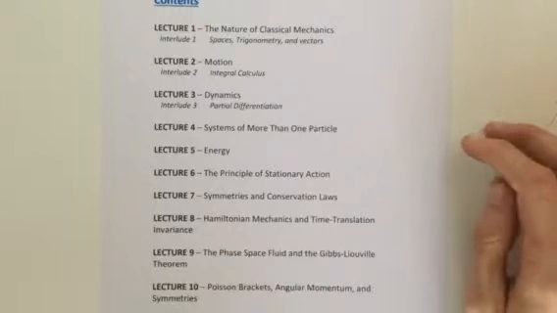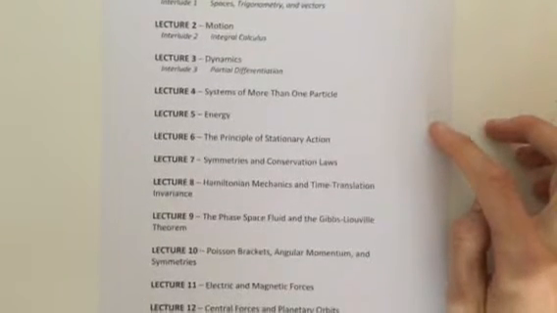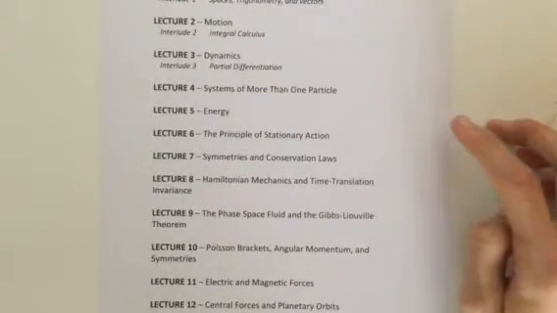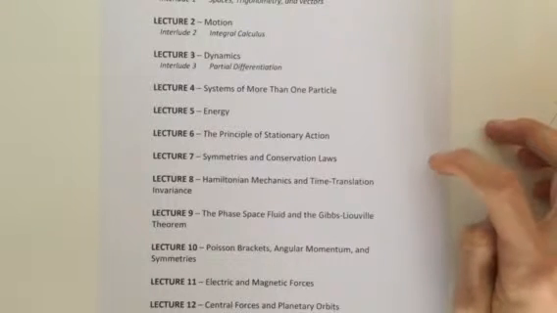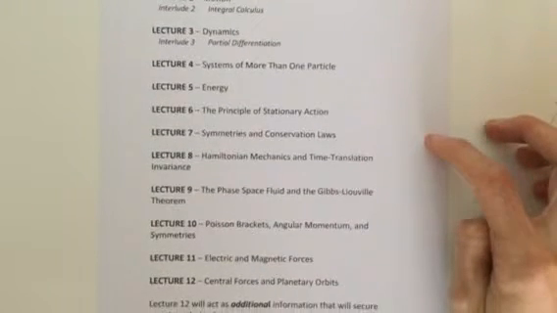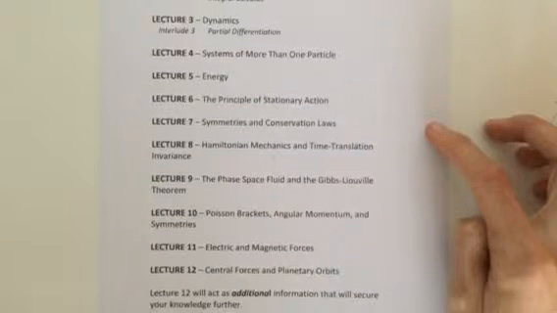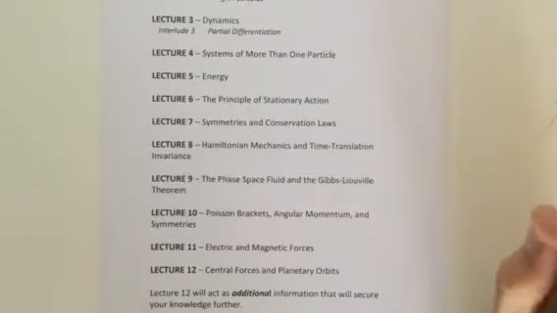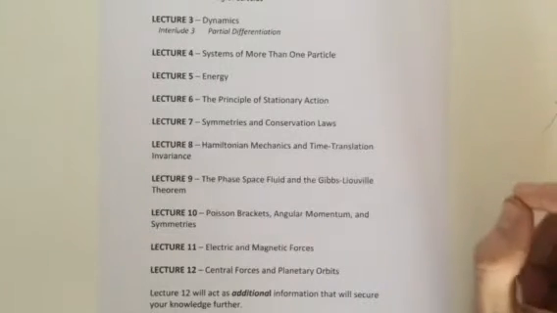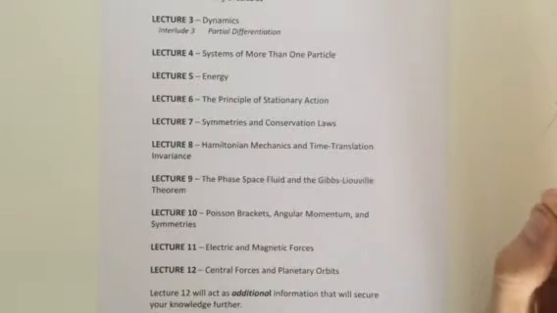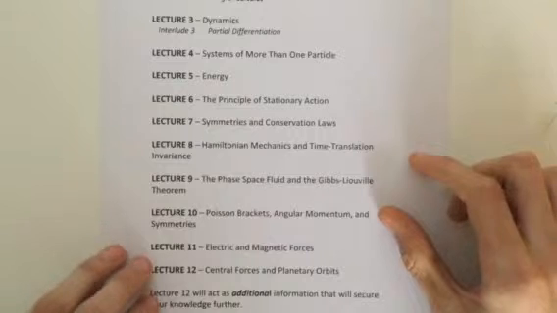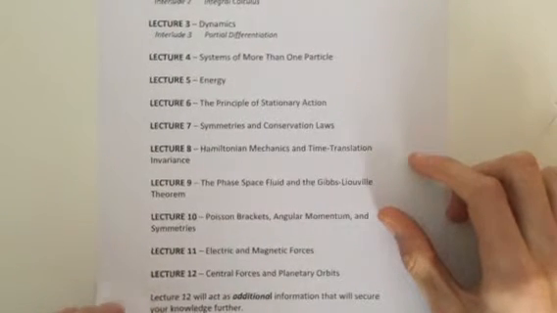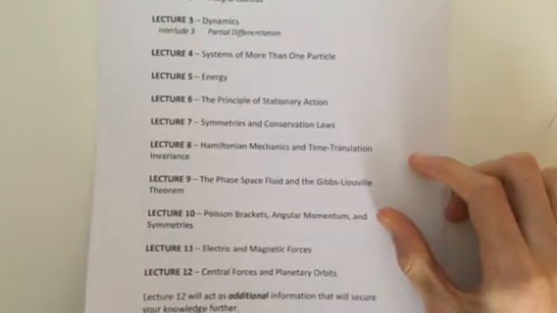angular momentum and symmetries, lecture 11 is on electric and magnetic forces, and finally, lecture 12 is on central forces and planetary orbits. Now, lecture 12 will act as additional information that will secure your knowledge further. Okay? So it's not compulsory to the series, but it's always good to have that extra knowledge.